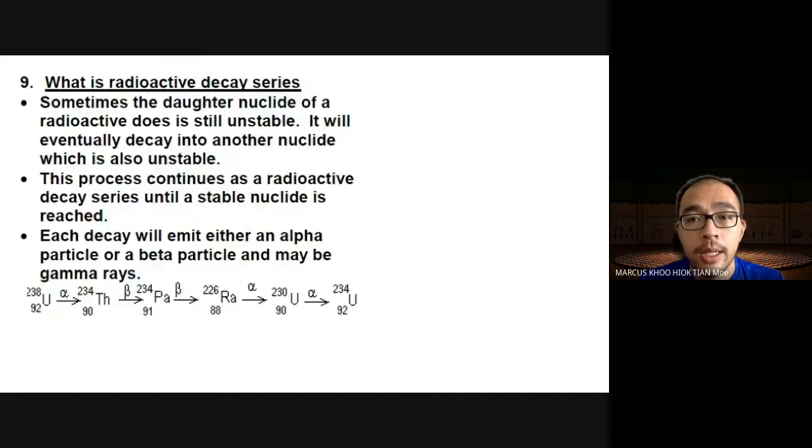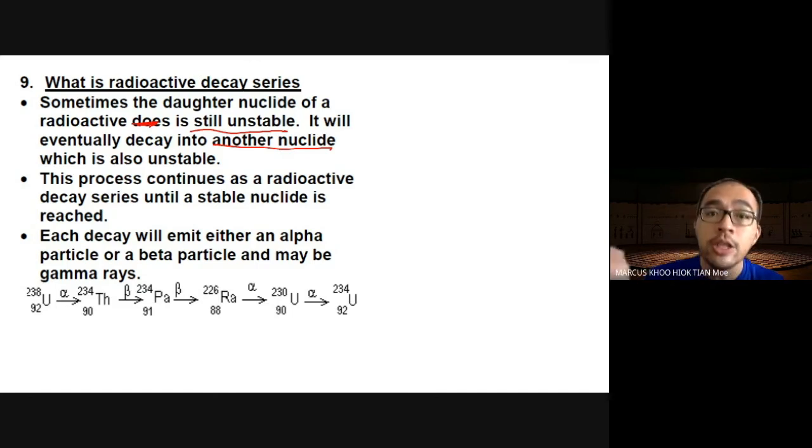Now when we talk about decay, as I said just now, radioactive decay is a process of a less stable nucleus becoming more stable, but it doesn't mean that it is already stable. So sometimes the daughter nuclei of a radioactive nuclide is still unstable. Dia masih lagi tidak stabil. Walaupun dia lebih stabil daripada sebelumnya, tapi dia masih tidak stabil. So it will eventually decay into another nuclide which is also unstable.